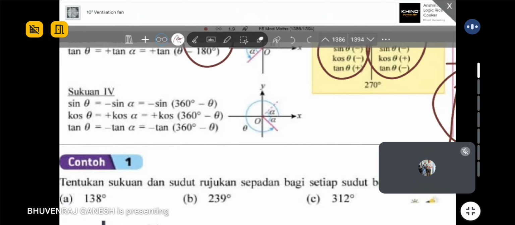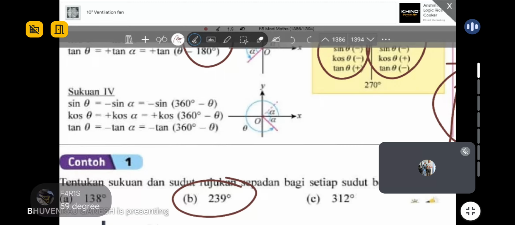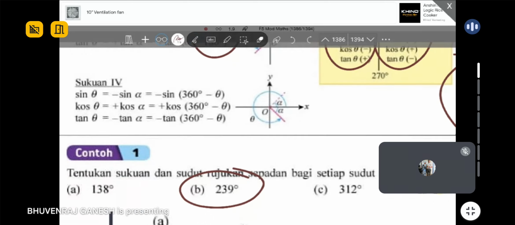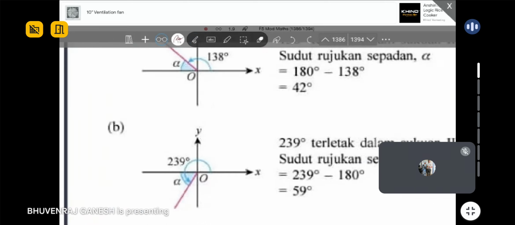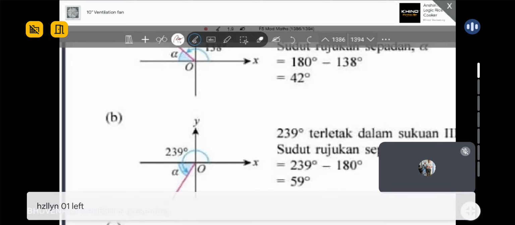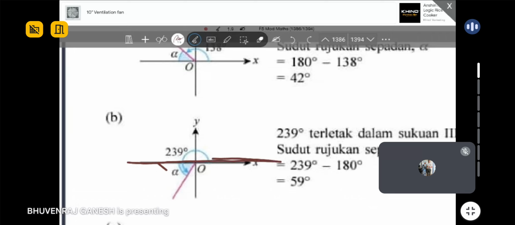Okay, can you all try and see? 239. What is your reference angle? Sudut rujukan. Berapa? 59 degree. Okay, sangat pantas. Let me check. Yes, very good. 59 degree is correct. Okay guys, so 239 degree, quadrant ketiga, third quadrant. So always remember, sudut rujukan kena berpandukan paksi X. We refer to X-axis.